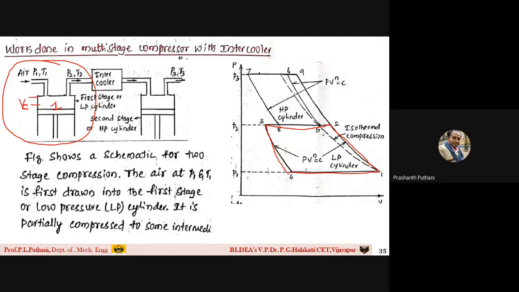Similarly, students, for the next cylinder, please observe here. This one, the second cylinder, from P2 the pressure has to be increased. You can see here, from P2 again the pressure has been increased. This is the compression carried out in the second cylinder. So this is the second cylinder, and below is the first cylinder. Do you have any doubts here?